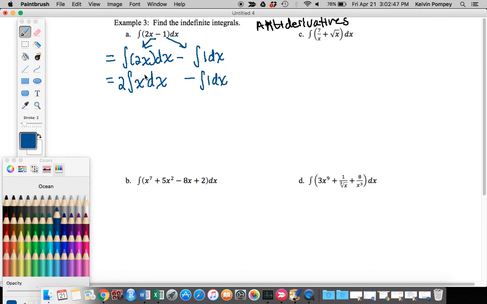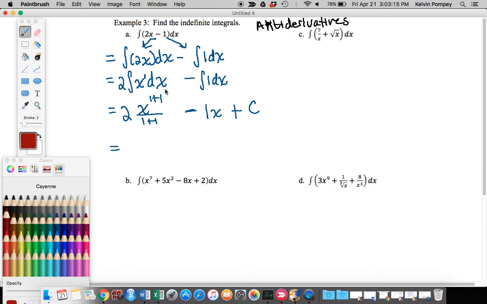And now this is just x to the first power, so I can use that power rule. I have my constant out front, and I have x, and I'm going to increase that power by 1, so x to the 1 plus 1, all over 1 plus 1. And this is a constant. This is that integral of k dx rule, and that's going to be just 1x. Since this is an indefinite integral, I don't have limits of integration. I'm going to put plus c here.